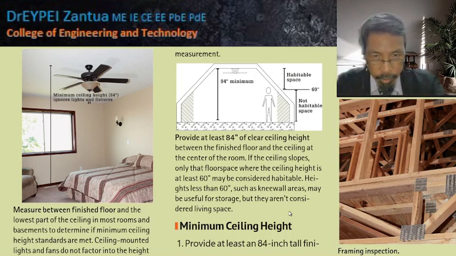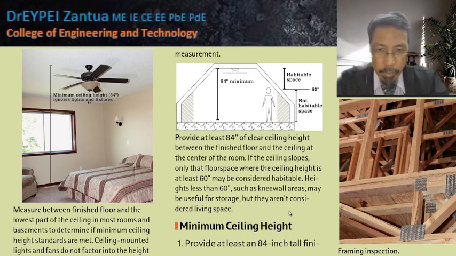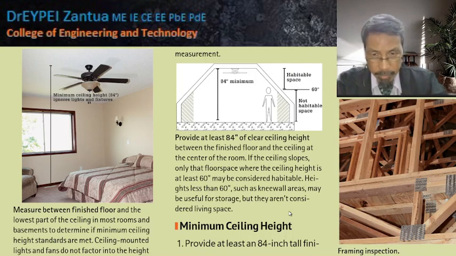So as shown in the figure, we have to provide at least 84 inches of clear ceiling height between the finished floor and ceiling at the center of the room. If the ceiling slopes, only the floor space where the ceiling height is at least 60 inches or 1.5 meters may be considered habitable. Heights less than 1.5 meters, such as knee wall areas, may be useful for storage, but they are not considered living spaces.